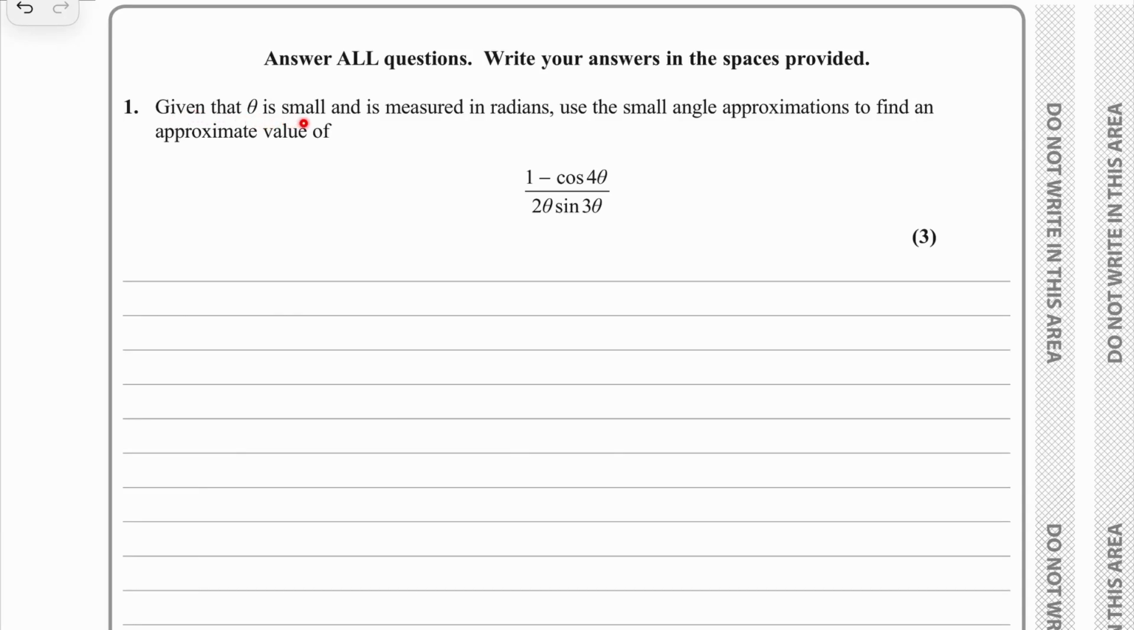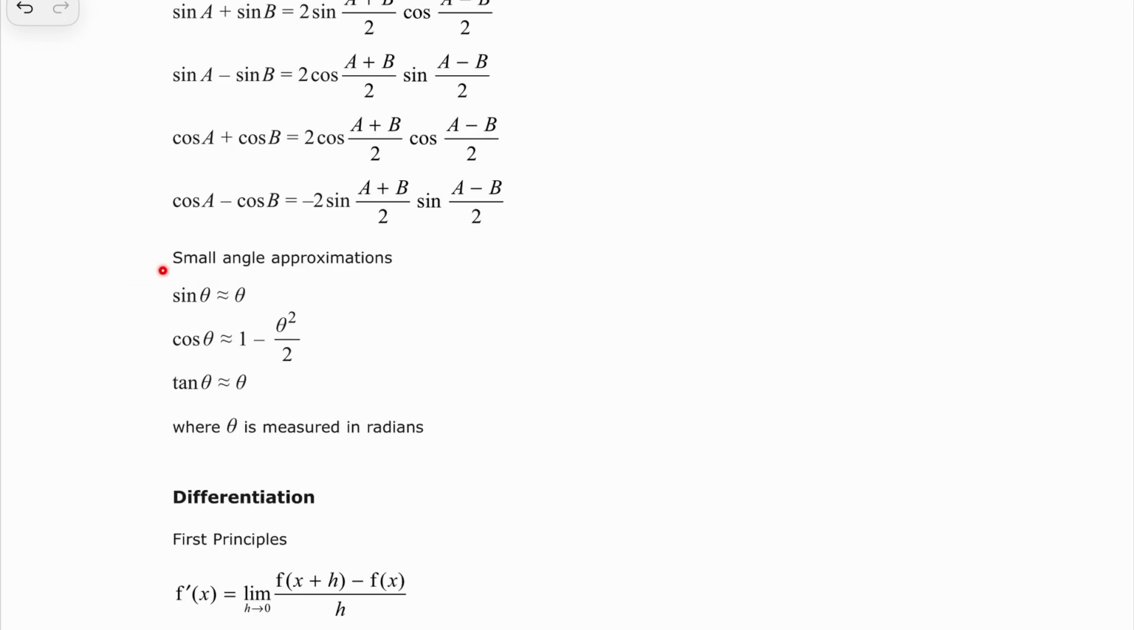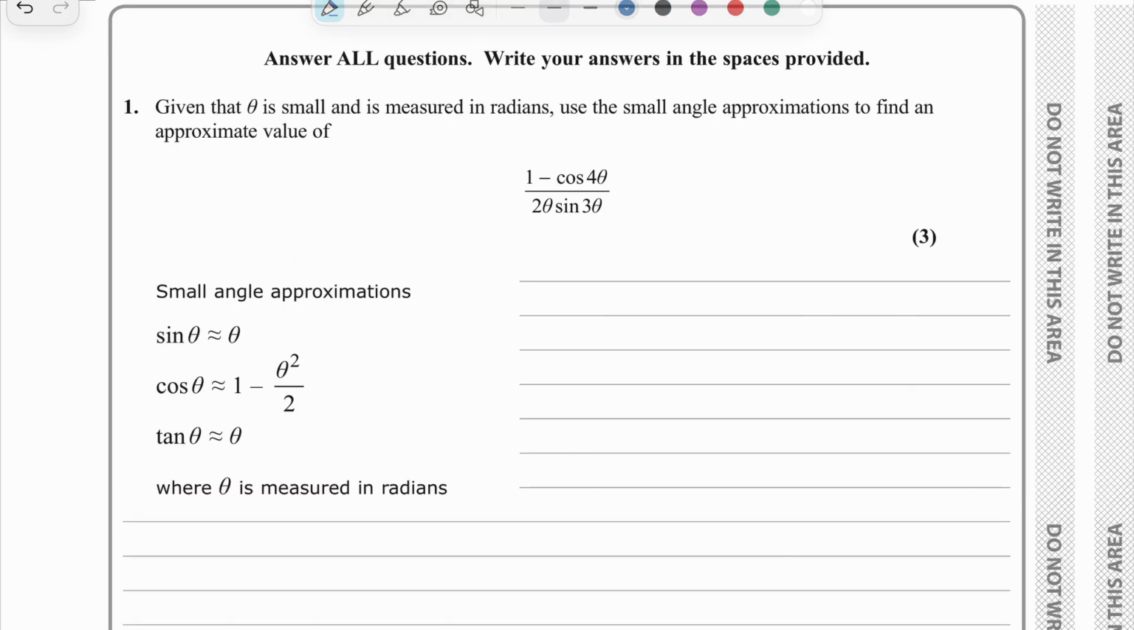We're given that theta is small and is measured in radians. We need to use the small angle approximations to find an approximate value of (1 minus cos 4 theta) over 2 theta sine 3 theta. If we go to the formula booklet, we're given these approximations. So we have these here. If I copy these over, then we can simplify the numerator.